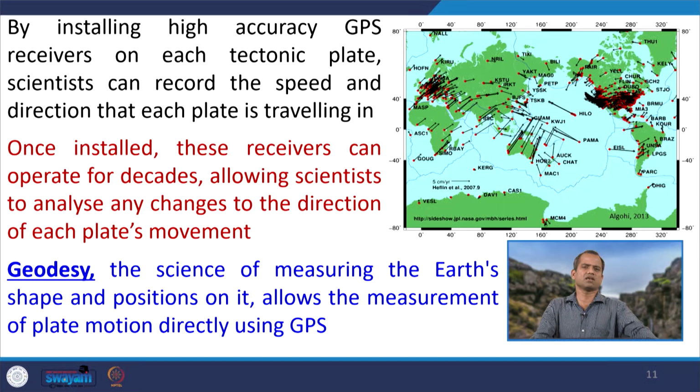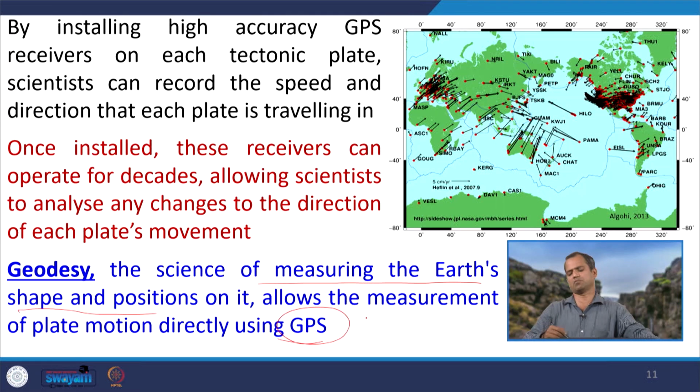So, by installing high accuracy GPS receivers on each tectonic plate, scientists can record the speed and direction that each plate is traveling in. Once installed, these receivers can operate for decades, allowing scientists to analyze any changes in the direction of each plate's motion. And geodesy, the science of measuring the Earth's shape and position on it, allows the measurement of plate motion directly using the GPS.